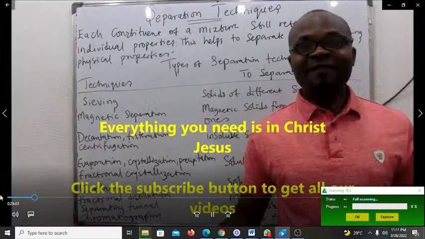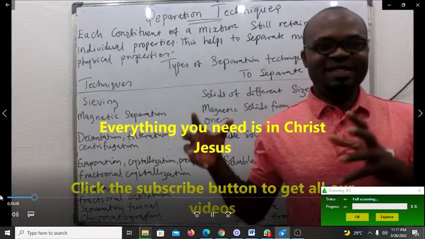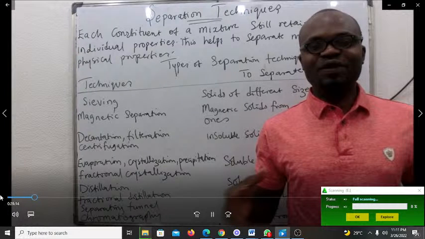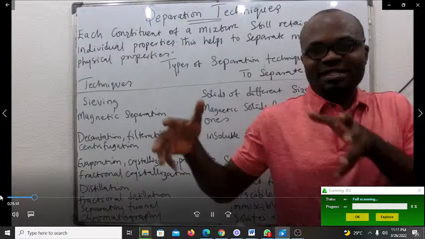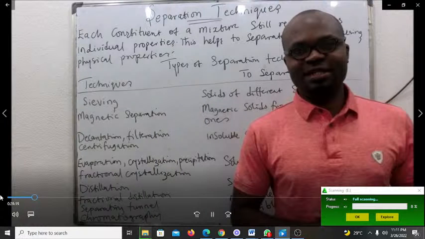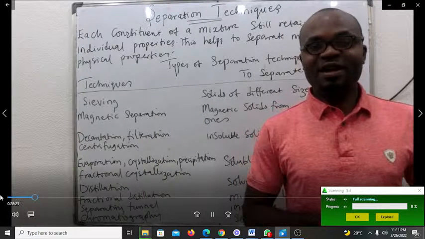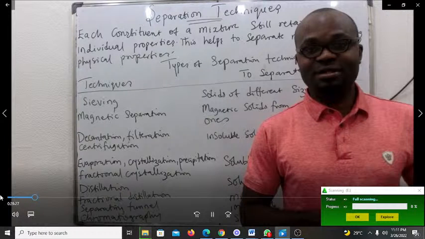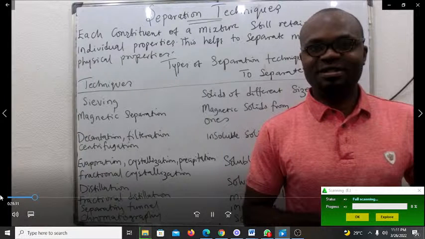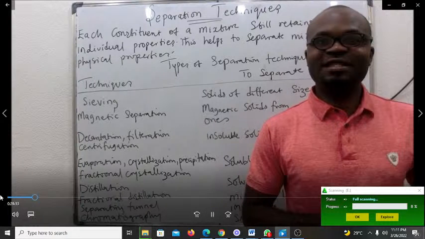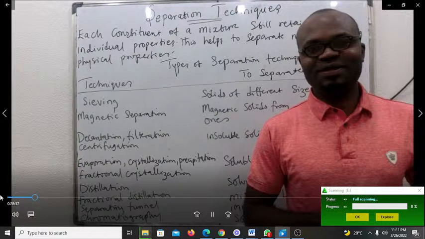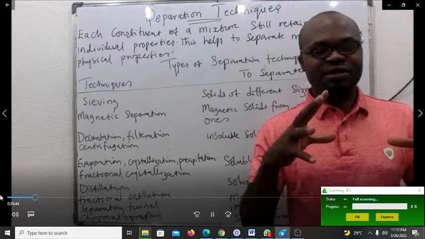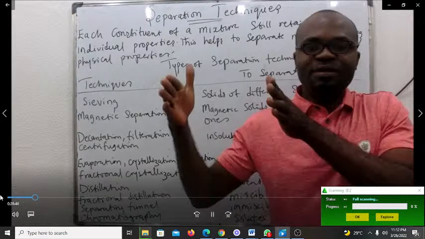We have different separation techniques. Separation techniques are actually used for specific kinds of mixtures. So what are these kinds of mixtures that need these various separation techniques? The separation techniques that we have are sieving, filtration, decantation, crystallization, fractional crystallization, distillation, fractional distillation, magnetic separation, chromatography, and the rest of them. Now we are going to be looking at particular mixtures and the suitable separation technique used.